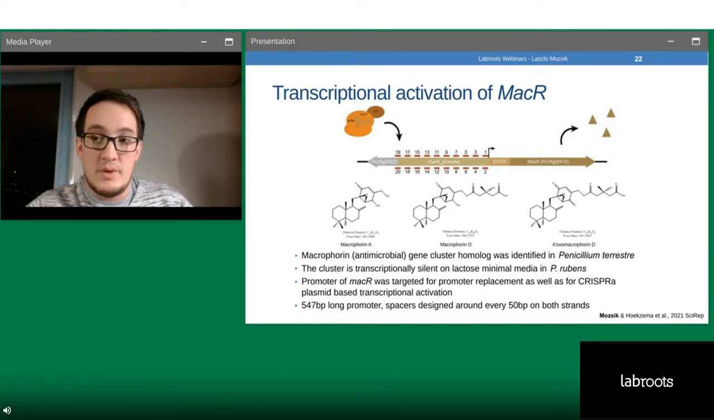After we established a fluorescent reporter readout and the system was shown to be successful in activating an artificial silent promoter, we took a native transcriptionally silent biosynthetic gene cluster for secondary metabolites in Penicillium rubens, previously called Penicillium chrysogenum, and we chose the macrophorin antimicrobial biosynthetic gene cluster, whose homologue was identified in Penicillium terrestre. This cluster seems to be transcriptionally silent in Penicillium rubens in our cultivation conditions, and we targeted the promoter of the putative transcriptional regulator of this biosynthetic gene cluster.